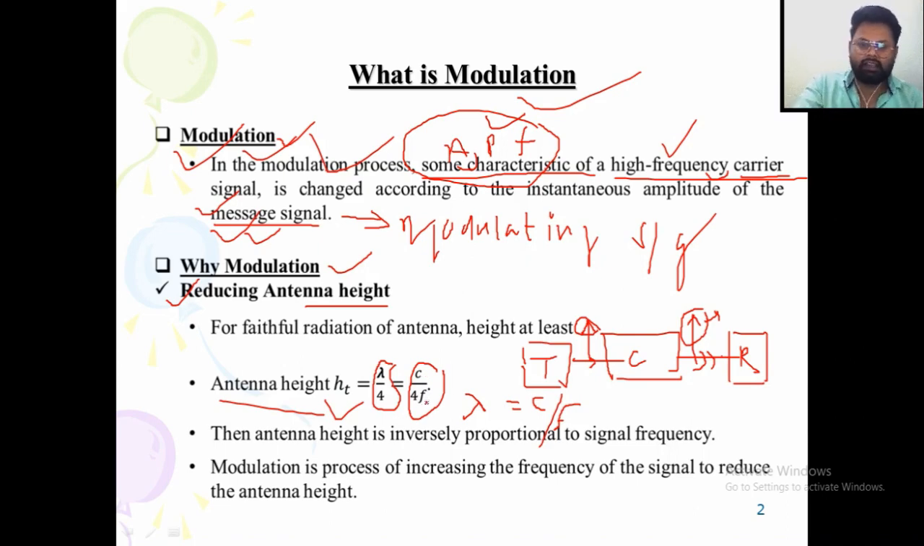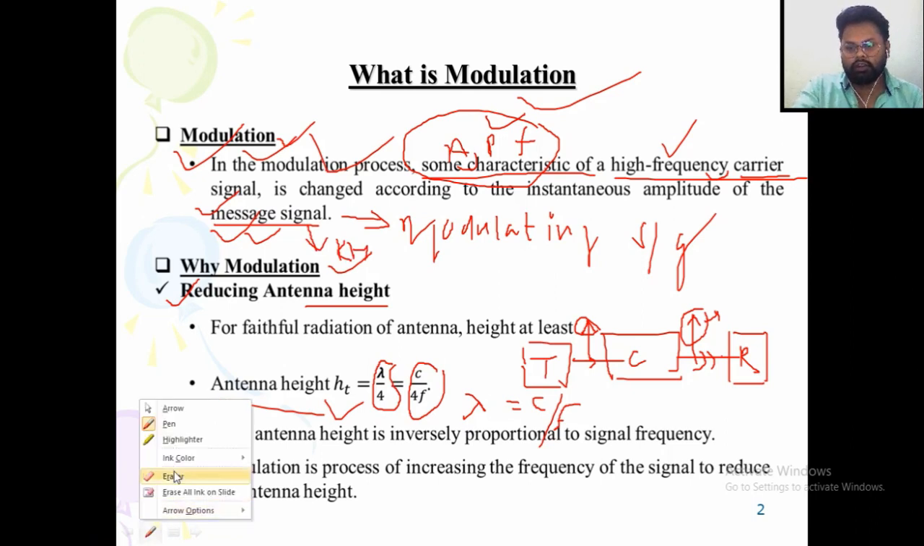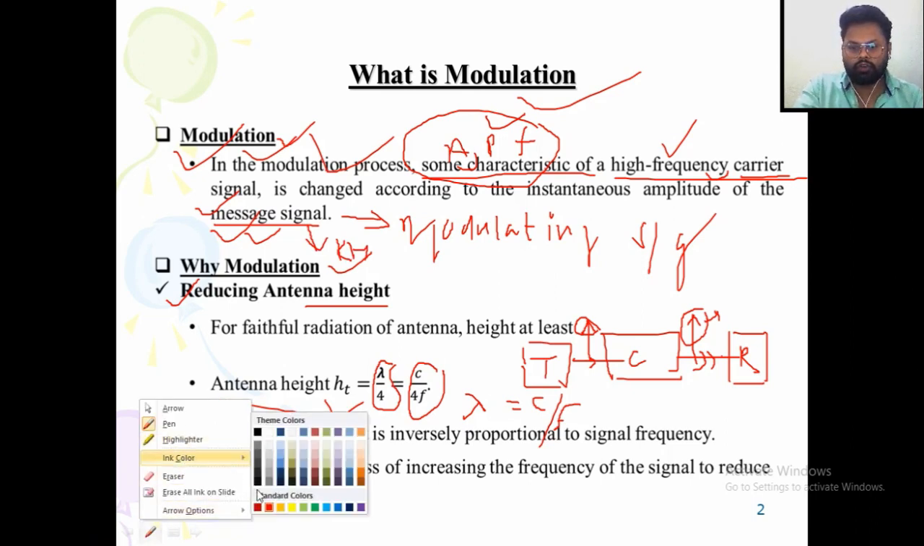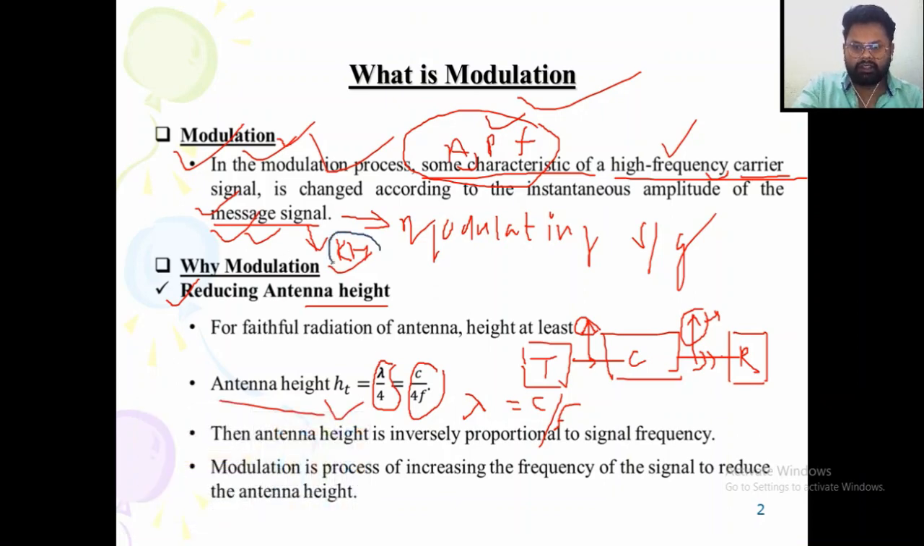Suppose without modulation we are going to send these signals. The frequency of this modulating signal or message signal is in kilohertz. So what will happen here? This signal has a kilohertz frequency, whereas the carrier we are taking has a megahertz frequency.